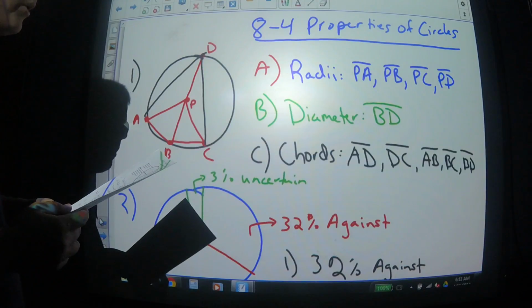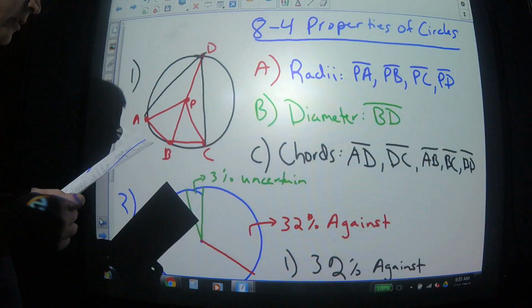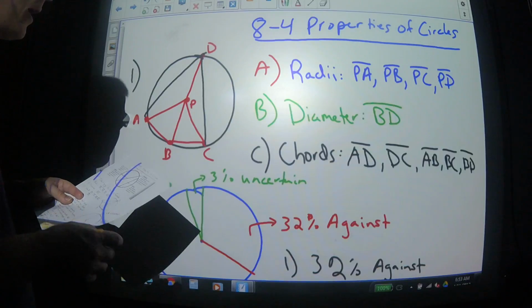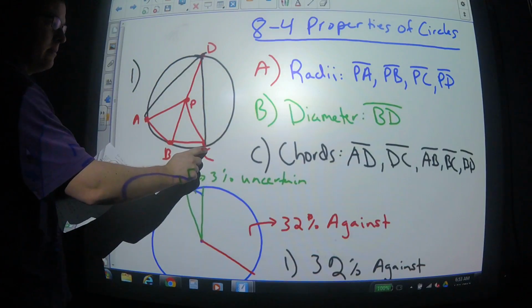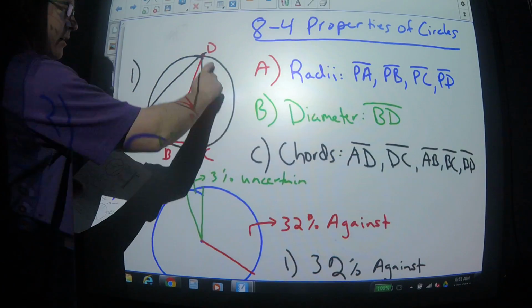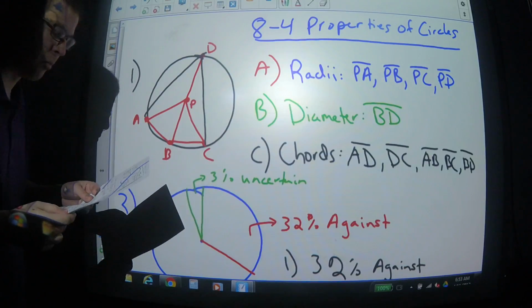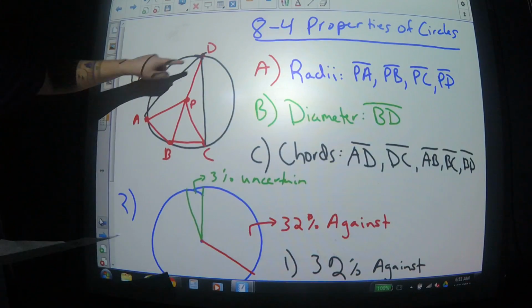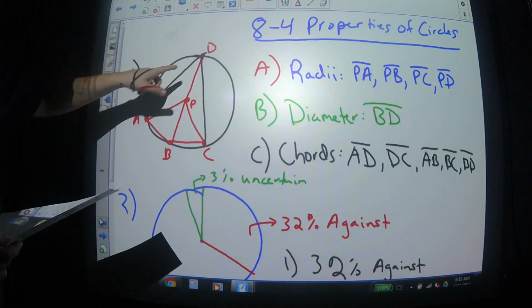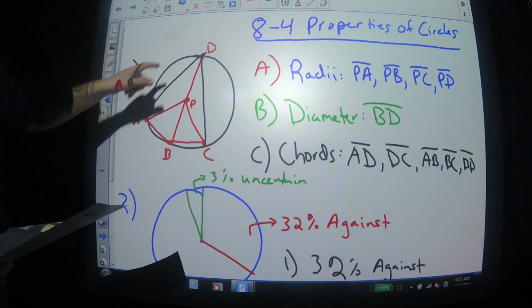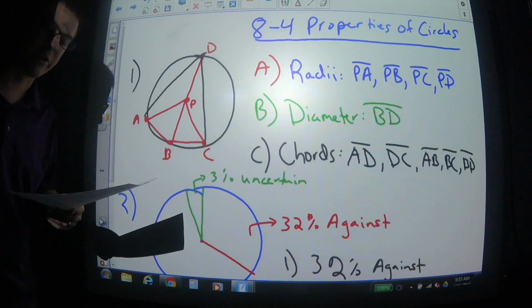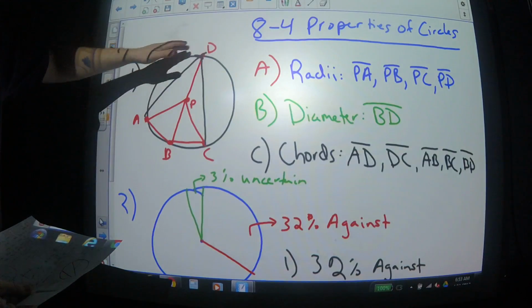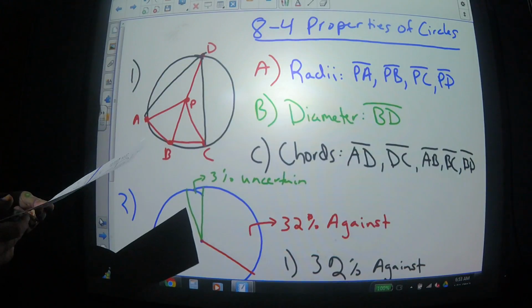Then you've also got an arc, which is a part of a circle named by its endpoints. So D to C, this is arc DC. That's one way to think of it. This is arc DA or AD. This is arc BD. Those are known as arcs, where you're talking about the outside of the circle.